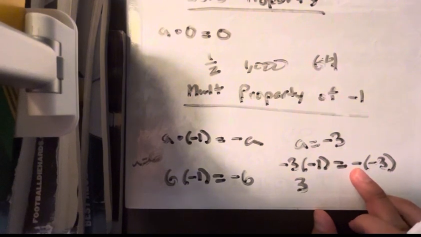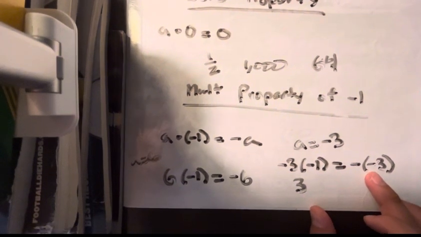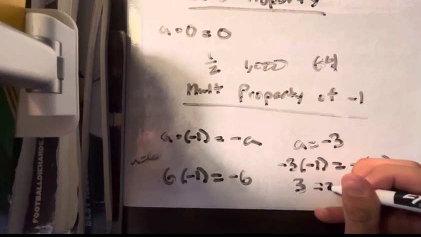And then we have -3. We have a negative and we have another negative. And when we have two negatives being multiplied by each other, it's going to give you a positive. So we actually have 3 equals 3 in this equation, and that demonstrates the multiplication property of -1.